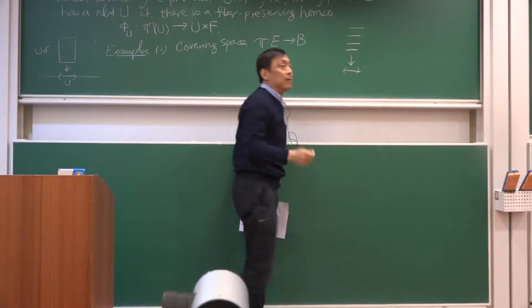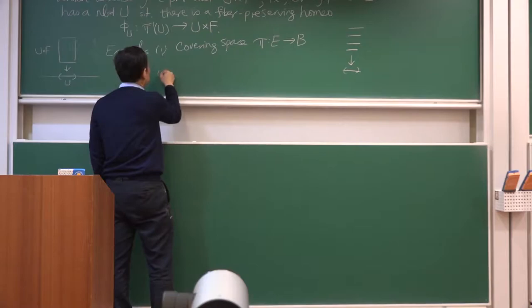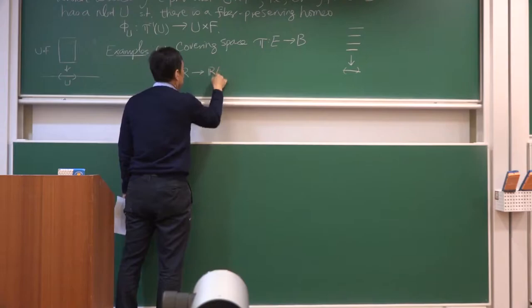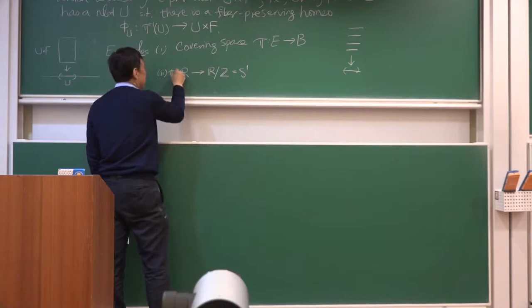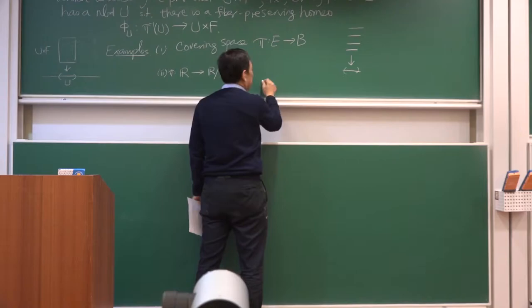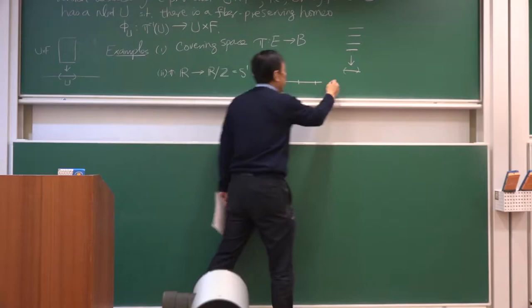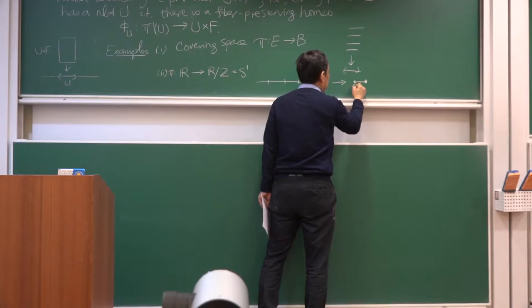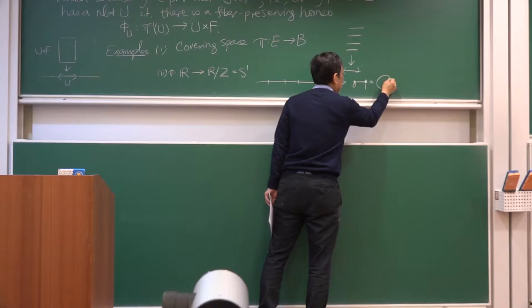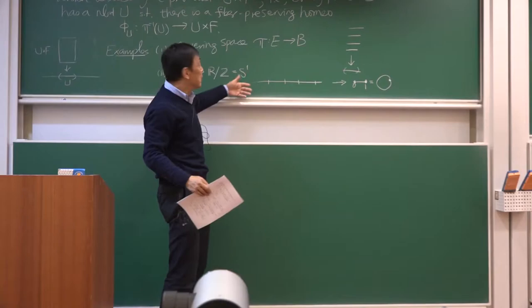For example, if you project R to the circle, that's a fiber bundle. Here is the real line, and you project it to a quotient where you identify 0 and 1. So you get a circle. That's a fiber bundle whose fiber is Z.